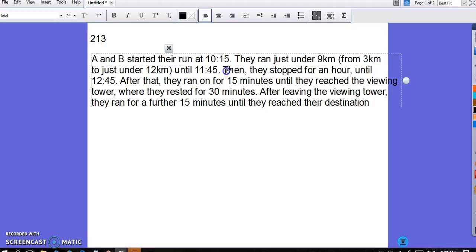And the destination, we can see, is at 17 kilometers. And as they left from 3 kilometers, that means that they ran a total of 17 minus 3 kilometers, 14 kilometers. Overall, they ran 14 kilometers. And the total time they took was from 10:15 until 1:45. So 3.5 hours.